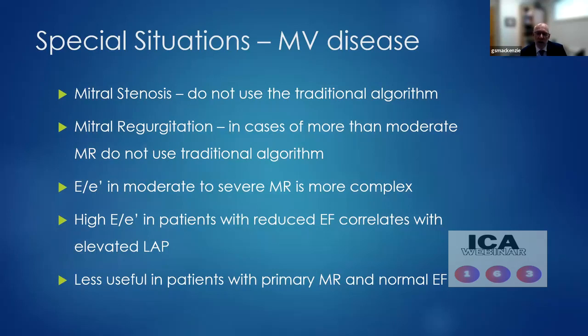What we do know is that in patients who have a poor ejection fraction and severe MR, a high E to E prime ratio has been shown to have significant relation to elevated left atrial pressure, and it does predict hospitalizations and mortalities. The E to E prime, however, does not appear as useful in patients with primary MR and a normal EF.